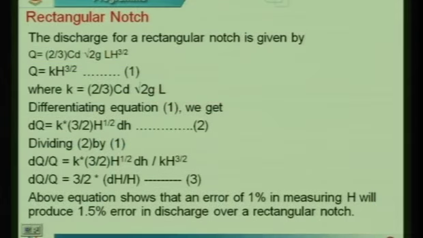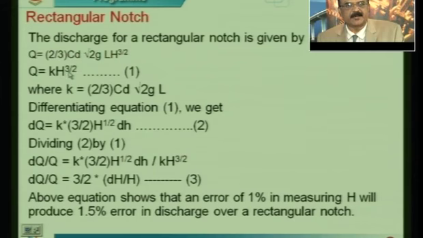First, let us talk about a rectangular notch. Consider the discharge equation: Q is equal to 2/3 CD root 2G L H raised to 3/2. Now, 2/3 CD root 2G L is constant. I am going to replace that entire term by a constant K. Therefore, my equation reduces to Q is equal to K into H raised to 3/2.